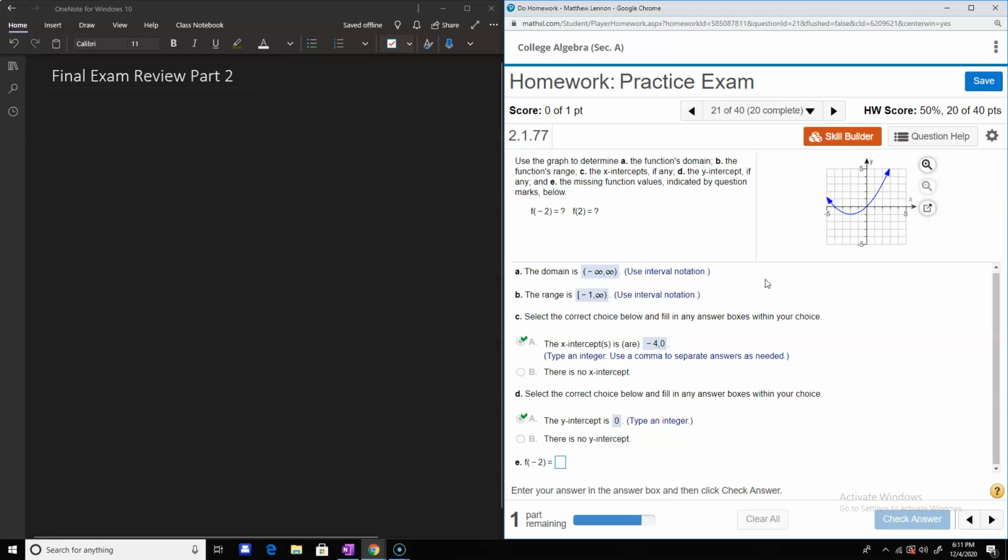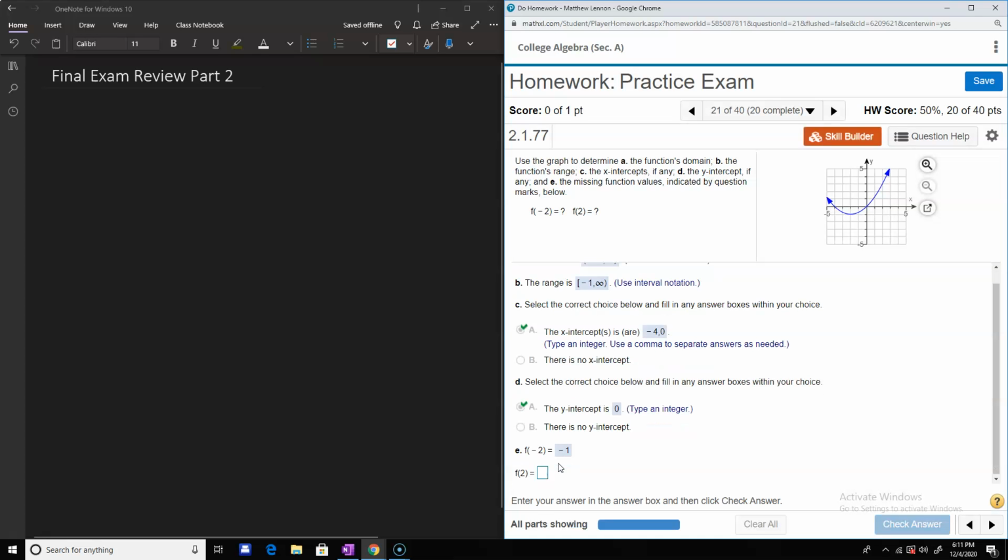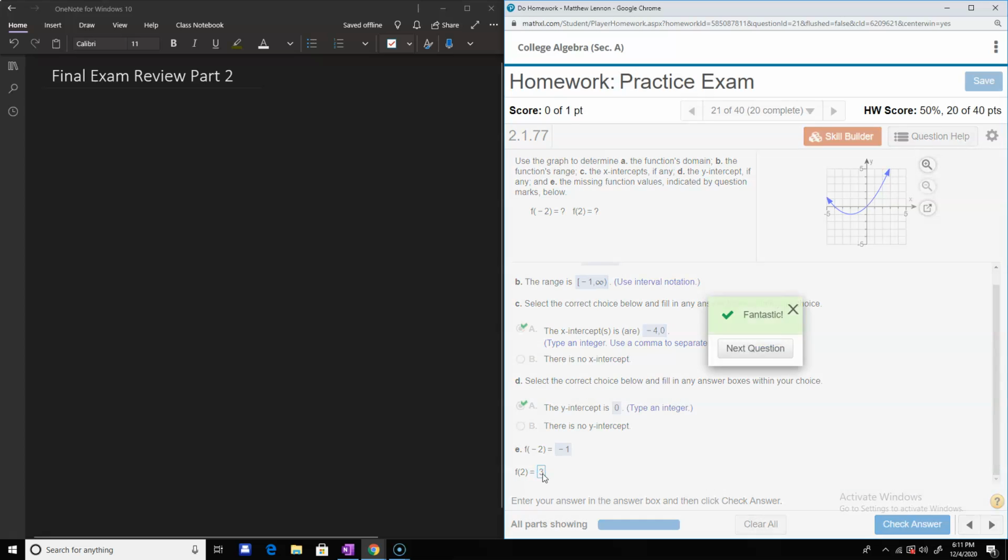And to evaluate some function values, f of -2, if we look at -2, the graph hits y value of -1. So -2, -1 is your coordinate. So f of -2 would be -1. And f of 2 is on the right-hand side. If you go to 2 and go upward, it looks like it hits a y value of 3. So the point 2, 3 is on the blue graph. So f of 2 would be 3.